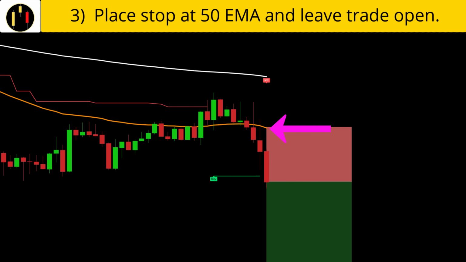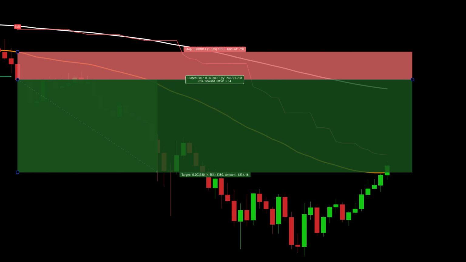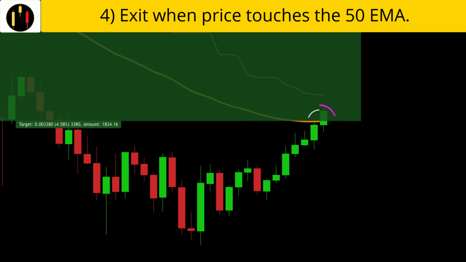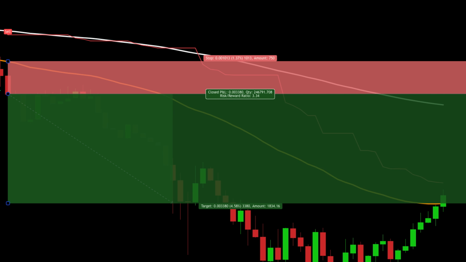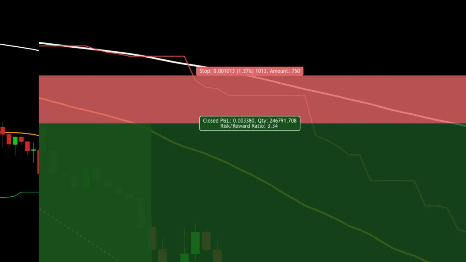The stop is placed at the 50 EMA in orange and the target is dynamic. Exit the position when price touches the 50 EMA in orange, and the first short example is booked with a very nice 1 to 3.34 risk versus reward.